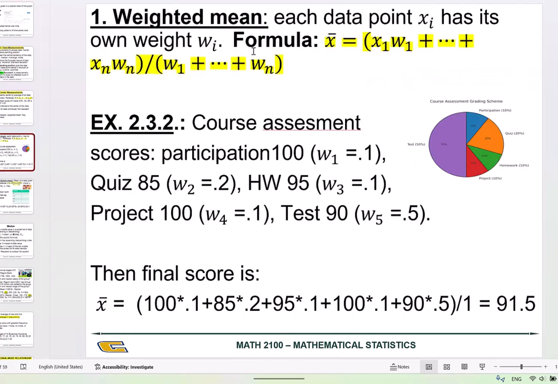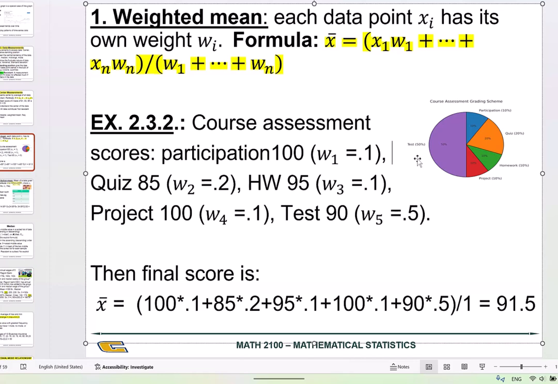So for the weighted mean, in this case each data point has its own importance. Basically, you take the value, multiply by the weight, and divide by the total weight. Here in this example, we look at the course assessment score for a class. The pie chart tells us participation is 0.1, the quiz is 0.2, 20%, homework 10%, project 10%, and test you have 50%.